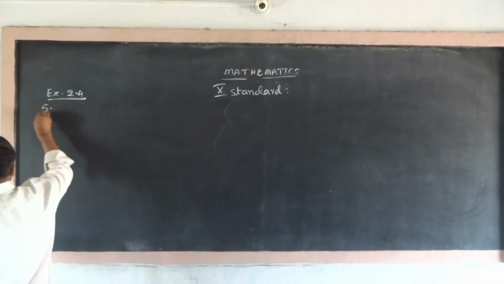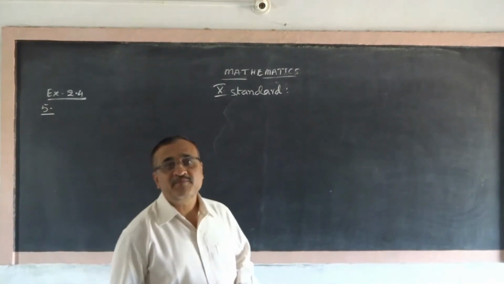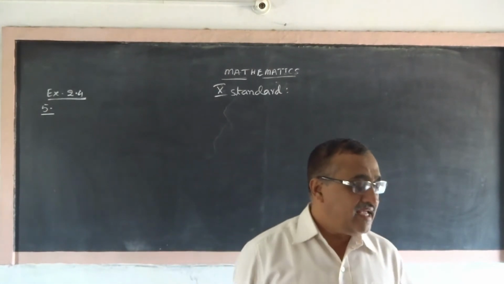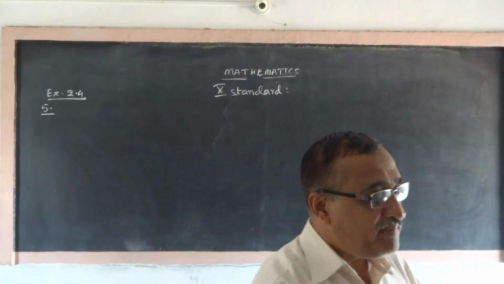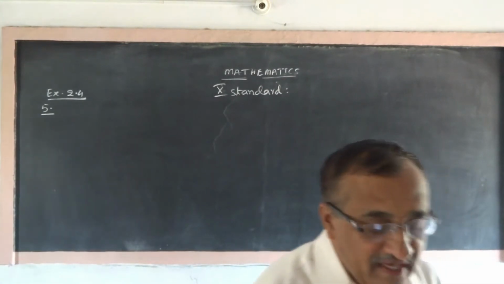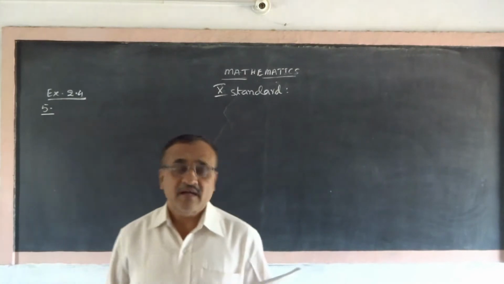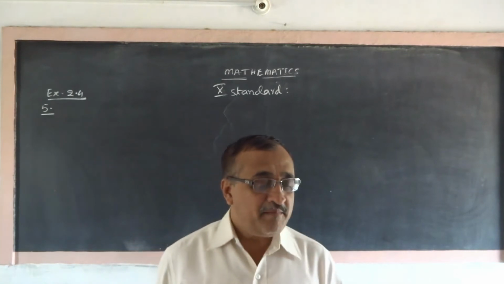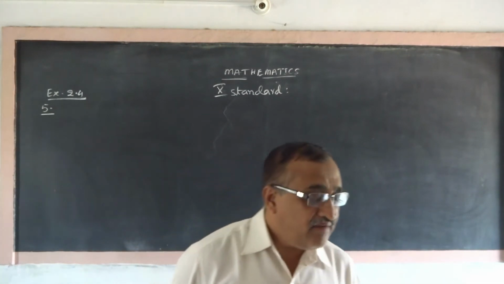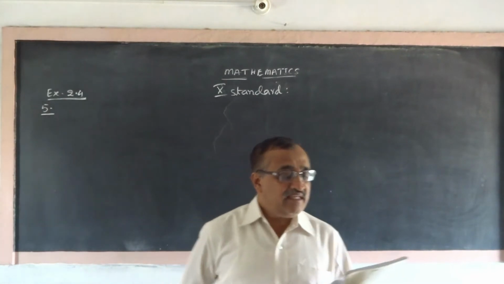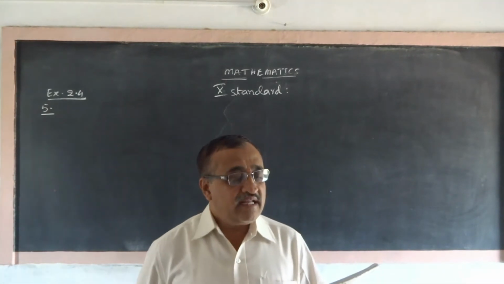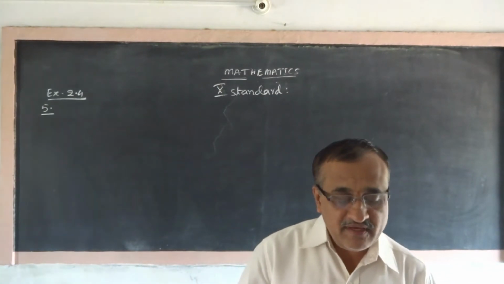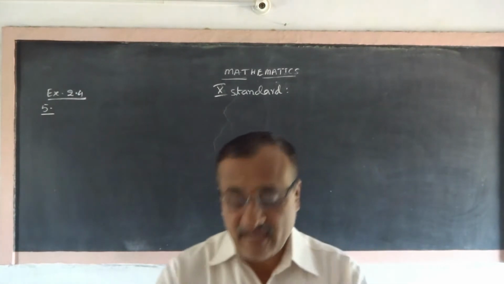What does it say? Just open your textbook and let us see what the fifth problem is. D, E and F are respectively the midpoints of sides AB, BC and CA of triangle ABC. Find the ratio of the areas of triangle DEF and triangle ABC.